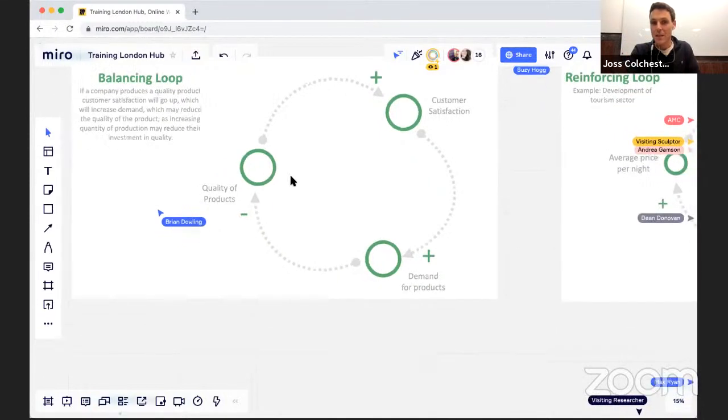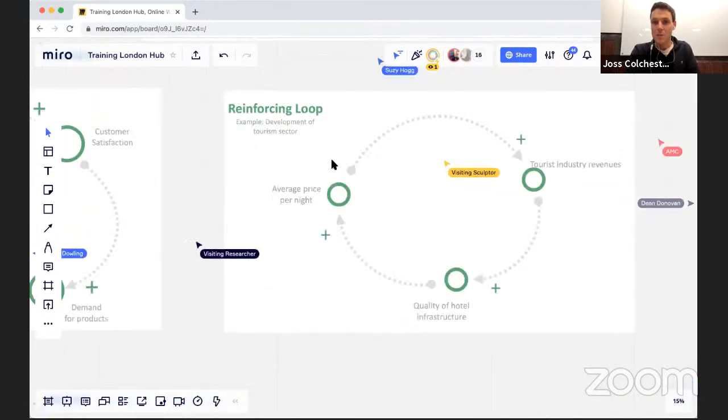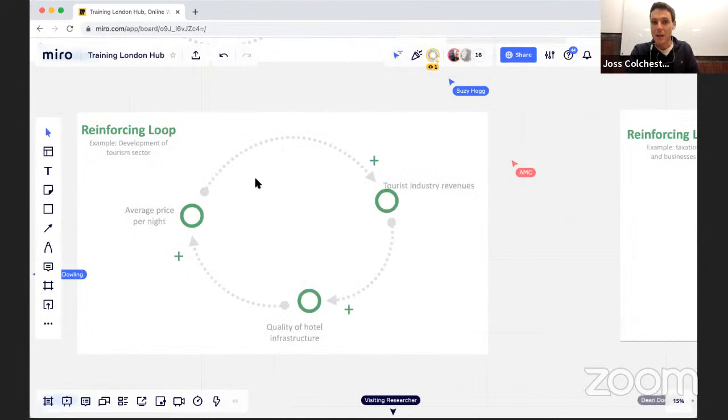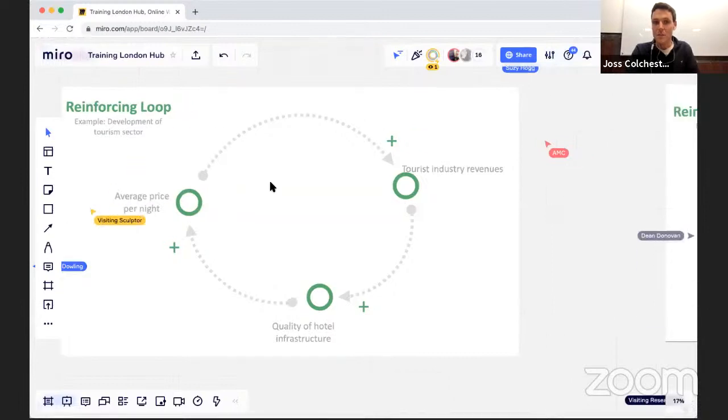So this here is a balancing feedback loop between those different factors, mediated between three. This is an amplifying positive feedback loop between three variables. So the development of a tourism sector, average price per night is here.